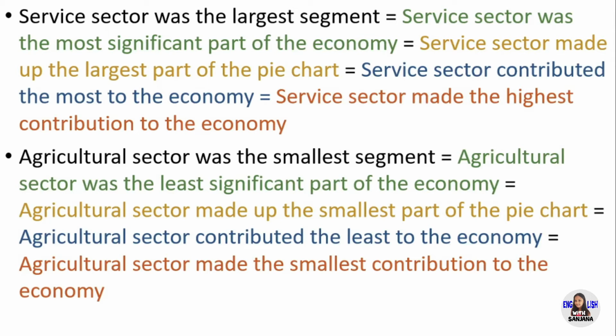Agricultural sector was the smallest segment. Agricultural sector was the least significant part of the economy. Agricultural sector made up the smallest part of the pie chart. Agricultural sector contributed the least to the economy. Agricultural sector made the smallest contribution to the economy.